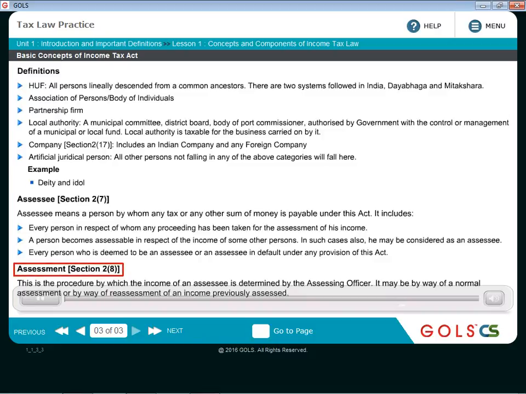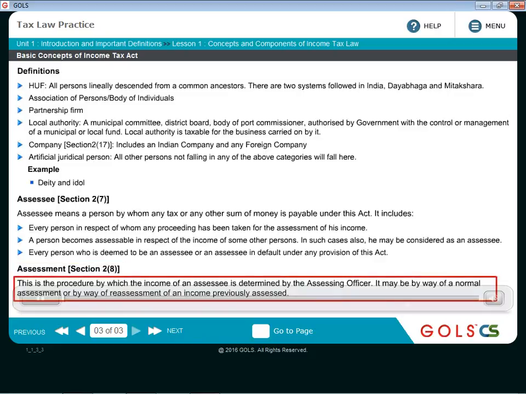This is defined in section 2 subsection 8. This is the procedure by which the income of the assessee is determined by the assessing officer. It may be by way of normal assessment or by way of reassessment of the income which is previously assessed. Now in India there is a concept of self-assessment of the income. That means the person himself has to disclose what is his total income during the year. And based on such income, the income tax department collects the taxes from the assessee.